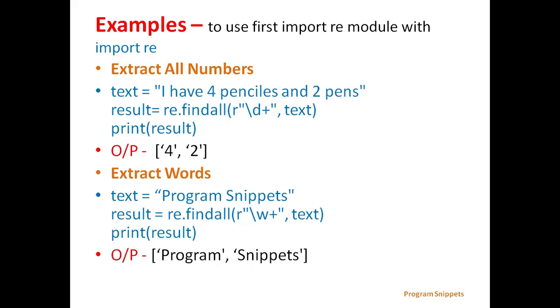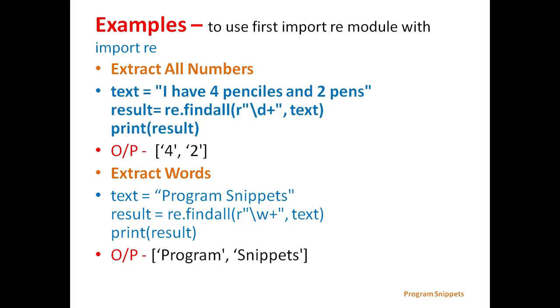Then we'll see extracting numbers from the text. For this we have defined a text with the value "I have 4 pencils and 2 pens". And to extract the numbers from this text we'll use re.findall with \d+, where \d is used to find the numbers. So when you print it, it will give the result 4 and 2, which are the numbers from the text.